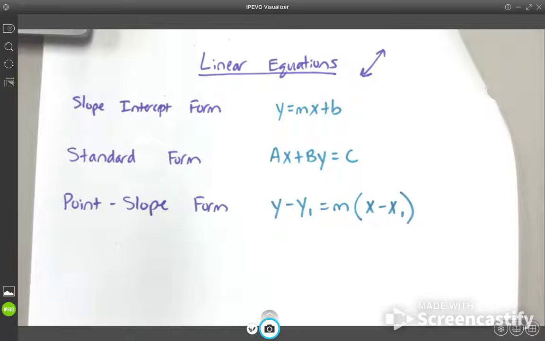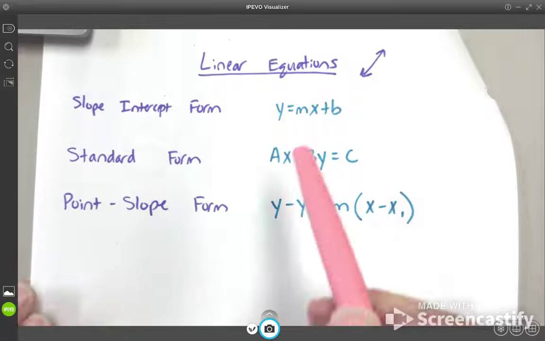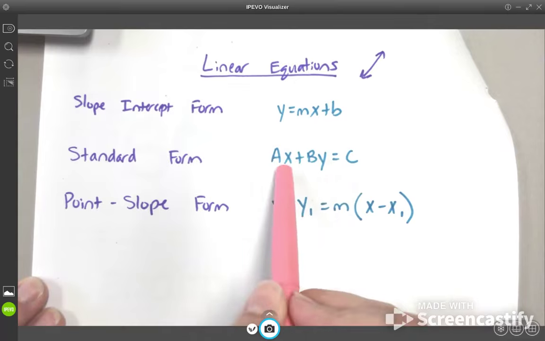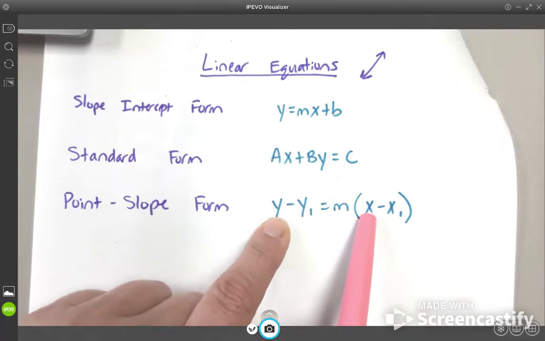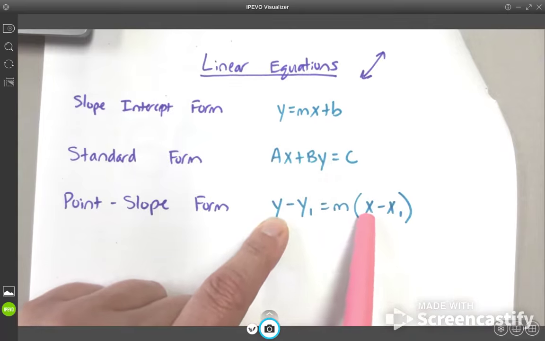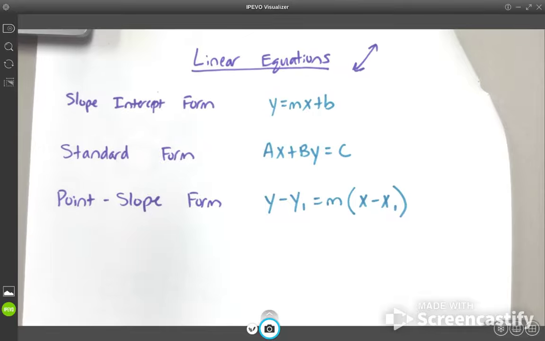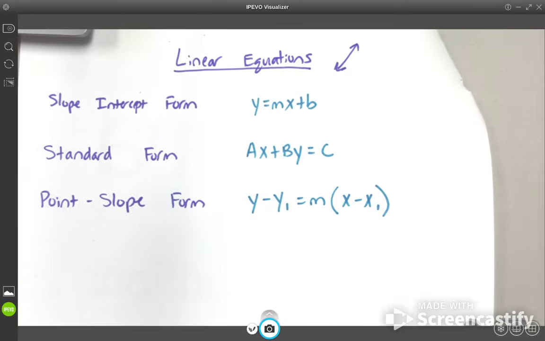Each of these linear equations all have an x and a y in them. That's how we know that if we graphed them, they would make a line, because there's an x and a y that represents a bunch of points on a line, like we learned in the last unit. Then each form is used differently depending on what information you have or possibly what information you need.